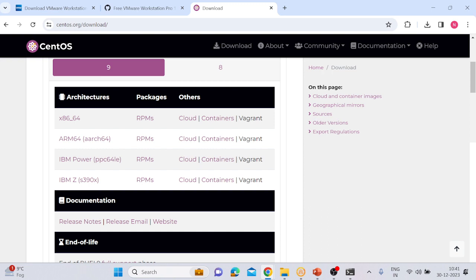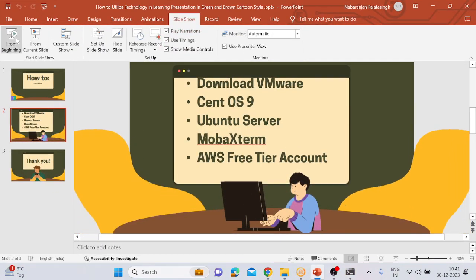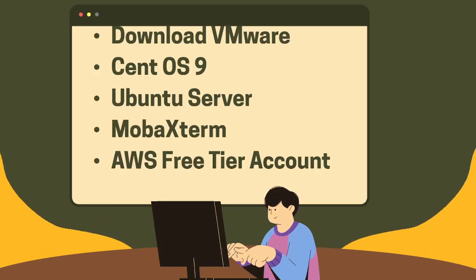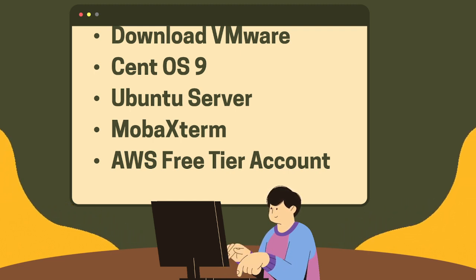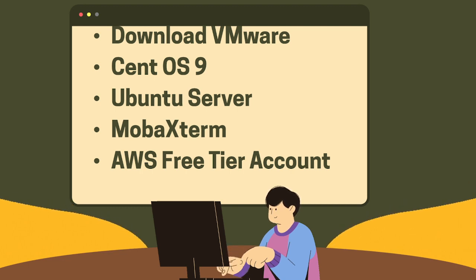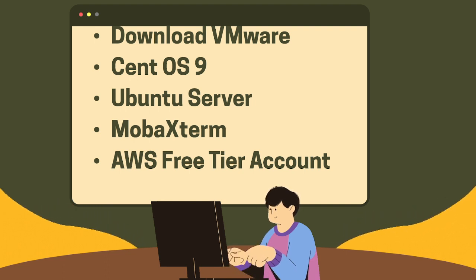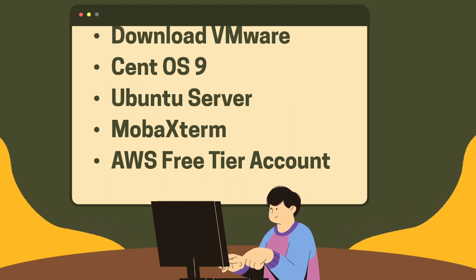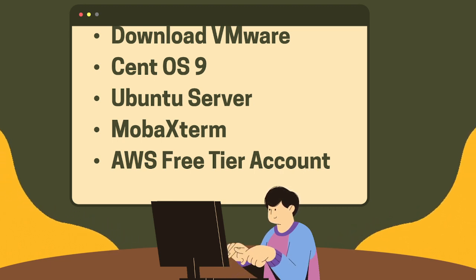Now you have seen all of the processes. Today I shared everything: how to download VMware, and for activating VMware you have to get the product keys from GitHub. Then you have to download CentOS 9 and Ubuntu Server. Then you have to download MobaXterm, install CentOS in VirtualBox, and I showed you the installation process. Then you have to install Ubuntu Server.